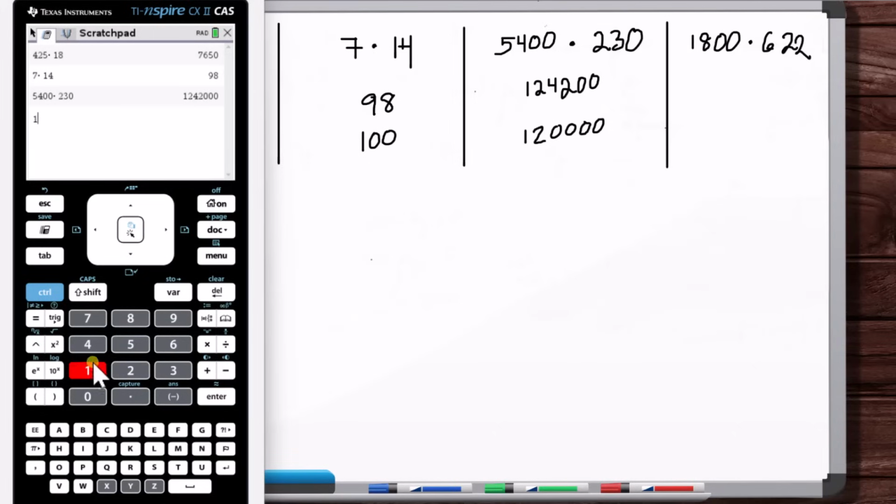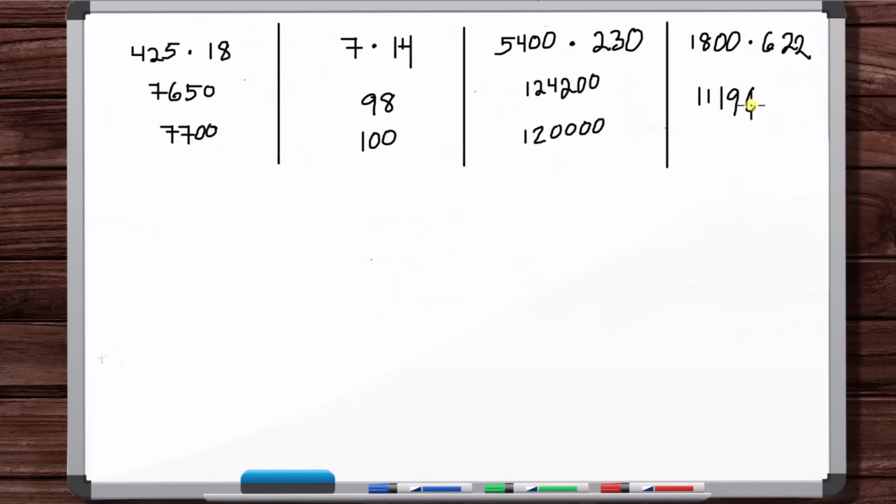Okay, 2 significant figures, 3 significant figures. So we're going to round to 2. 1, 1.